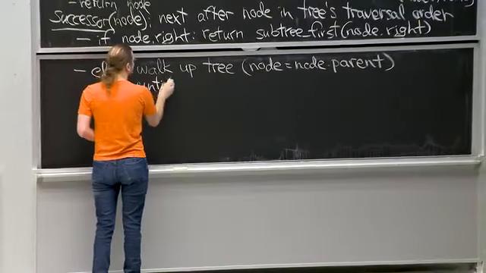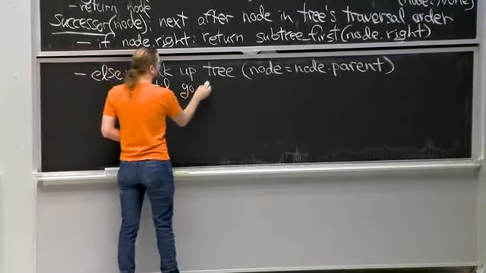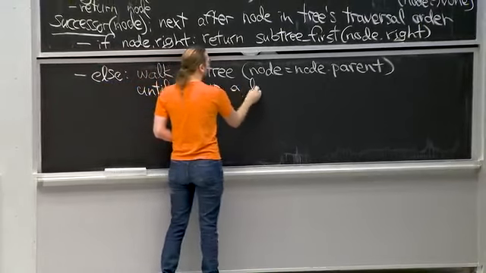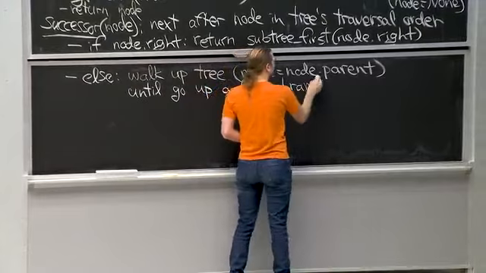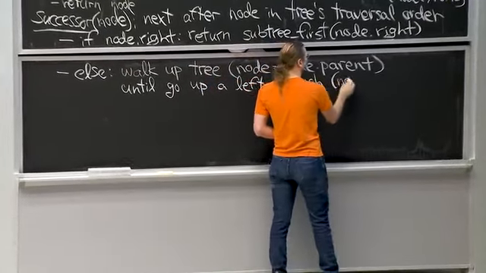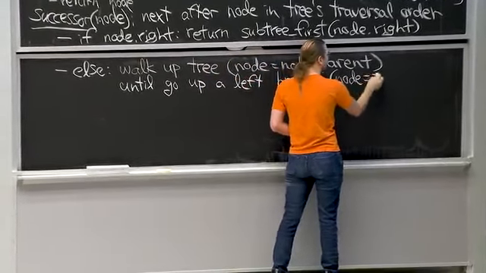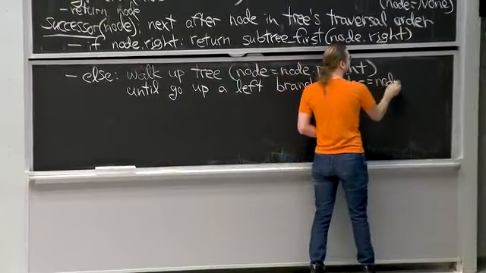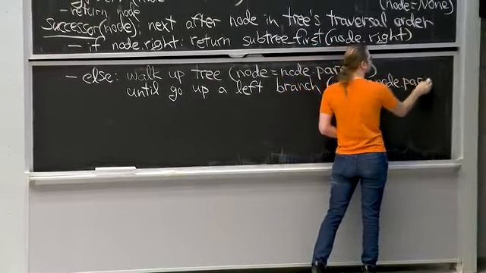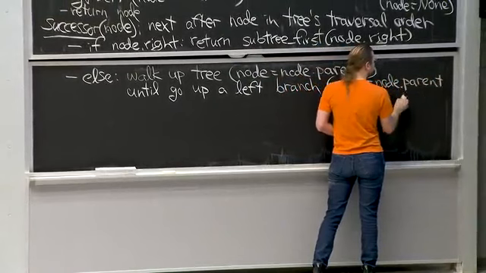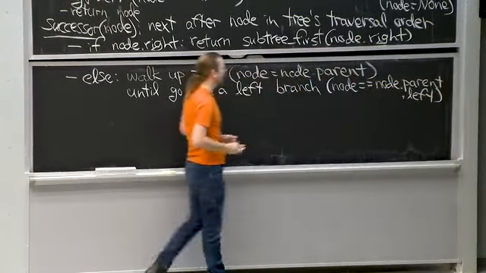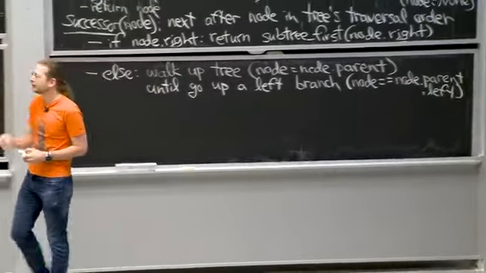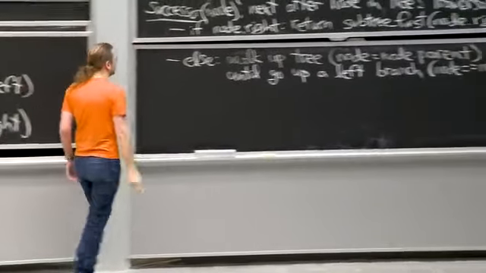Until we go up a left branch. So this would mean that node, before we do the change, node equals node.parent.left. Okay, so we can check that. And then after we do that traversal, that parent is exactly the node we're looking for.